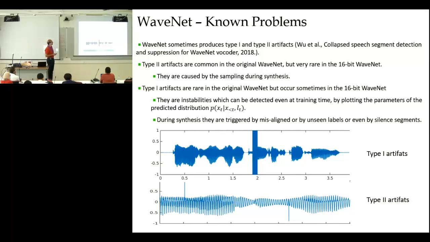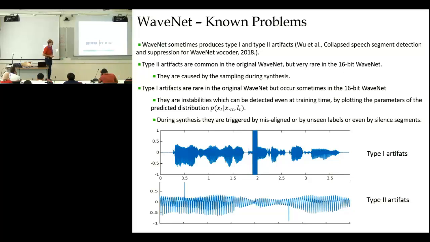However, people very quickly realized that the WaveNet produces some artifacts. There is a paper of Wu et al. called Collapsed Speech Segment Detection and Suppression for WaveNet Vocoder, which gives some heuristics that if an artifact is produced, just cut this part of the signal, throw it, and substitute this part from a traditional vocoder. I didn't like that idea very much, actually.